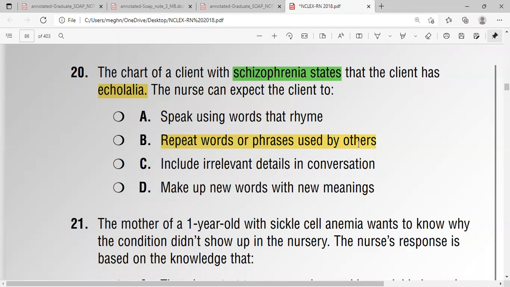Answer A is incorrect because it refers to clang association, speaking using words that rhyme. Answer C is incorrect because it refers to circumstantiality. And number D is incorrect because it refers to neologism, meaning making a new word with a new meaning. Nobody can understand it except the patient. We call it neologism.